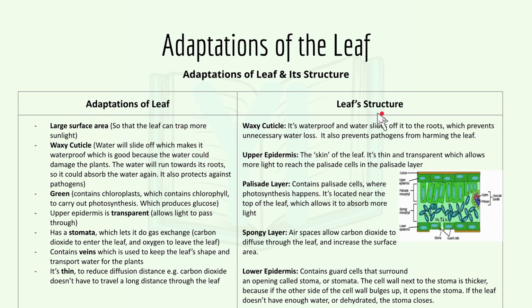And for the leaf structure, there's a waxy cuticle on the top and it's waterproof. The upper epidermis, then the palisade layer, which contains the palisade cells over here, and the spongy layer over here, which contains air spaces to allow carbon dioxide to diffuse through the leaf, and the lower epidermis, which contains guard cells that surround an opening called the stoma or the stomata.